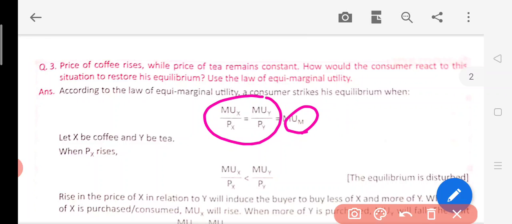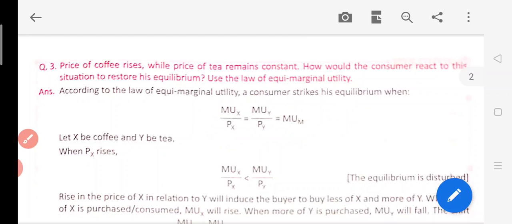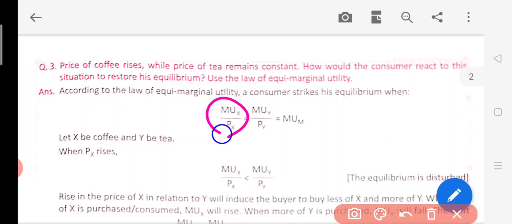Now here, let X be coffee and Y be tea. So this X is coffee and this Y is tea. Now what are they saying here? They are telling you the price of coffee rises. So X is coffee, so this price here is rising. So when the price of X commodity rises, definitely you are not going to spend money on this. So where will you be spending? On Y good.